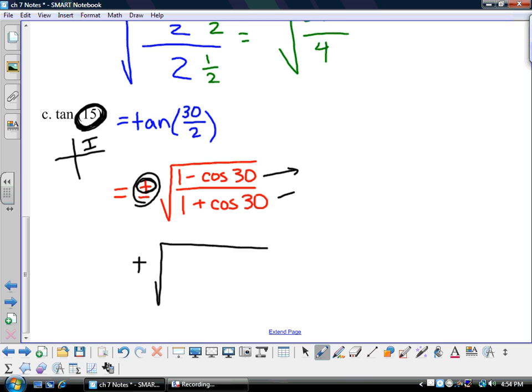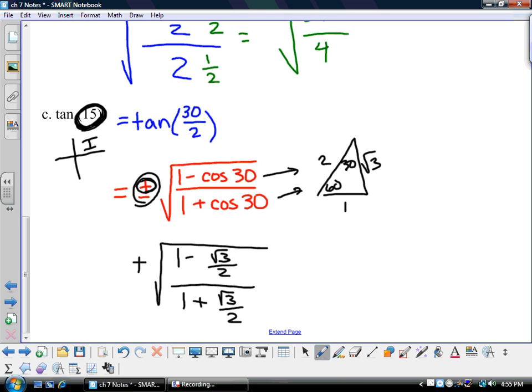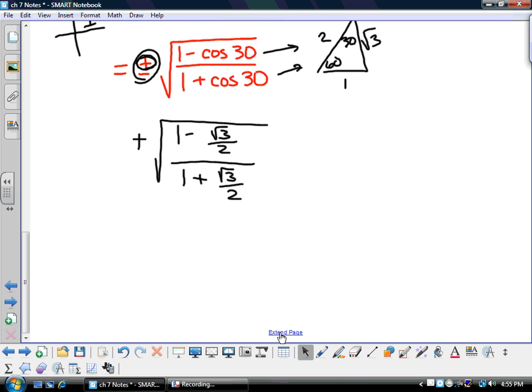Now we've got to figure out the cosine of 30 by drawing our special right triangle. Cosine, adjacent over hypotenuse, is square root of 3 over 2. All right, with a problem like this, there are multiple ways to simplify it. And with those multiple ways to simplify it, you're going to get slightly different but equivalent right answers.